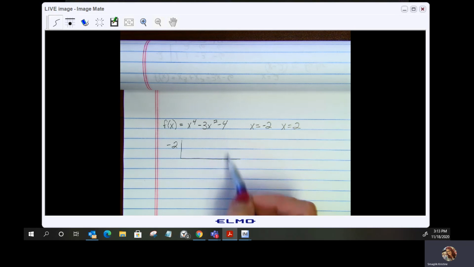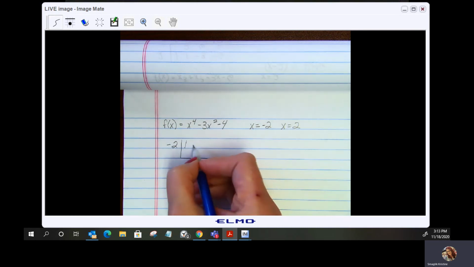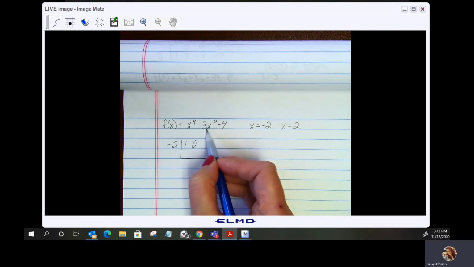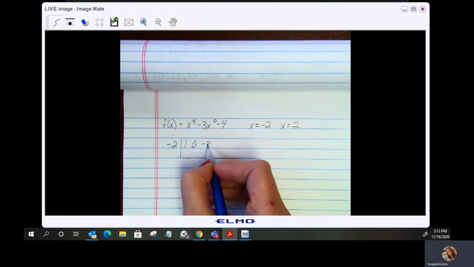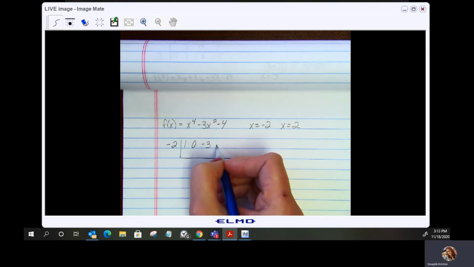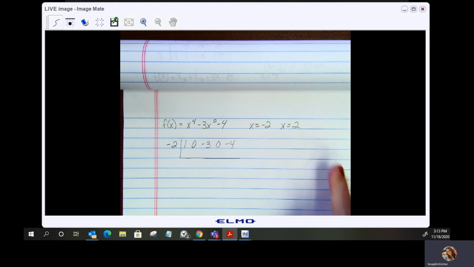I need my coefficients. Now notice I'm missing a degree of 3 and a degree of 1, so I need placeholders. So here's my degree of 4 coefficient. I don't have a degree of 3. I'm going to drop in a 0. My second degree coefficient is negative 3. I don't have anything for the degree of 1, so I'm just going to drop in a 0 as a placeholder. And then I have the negative 4.